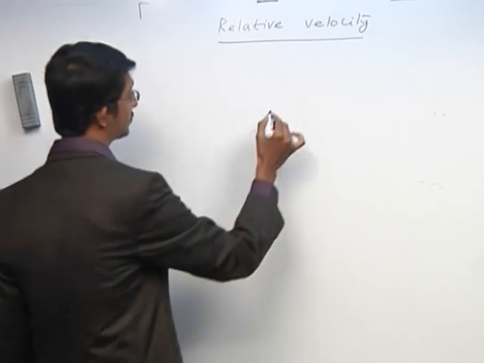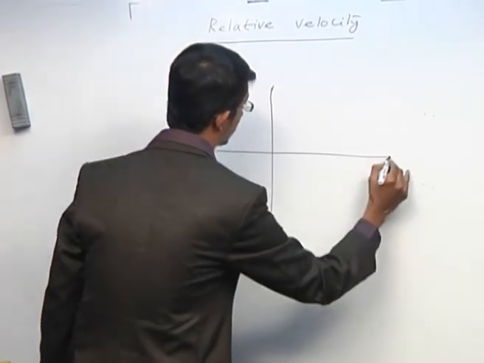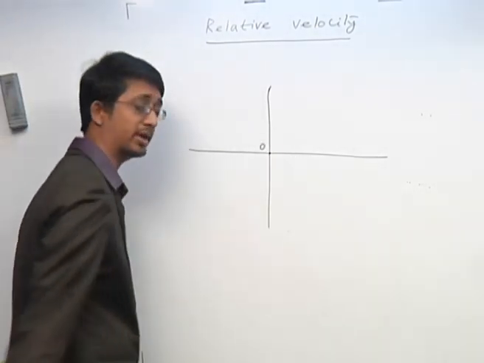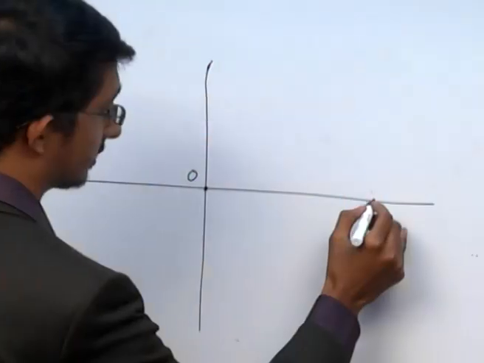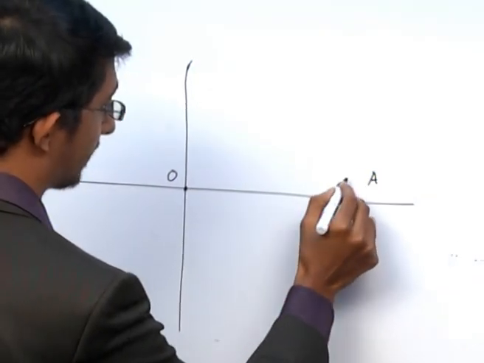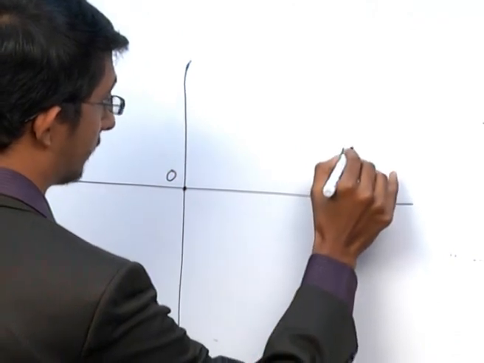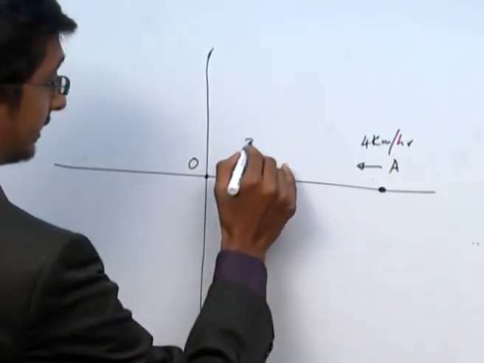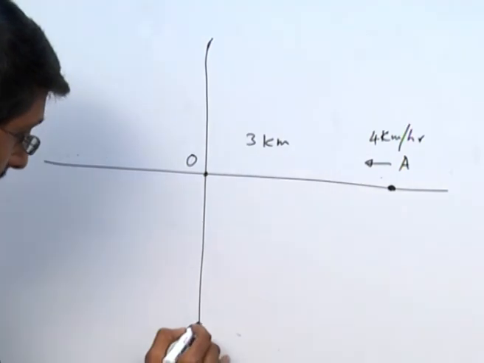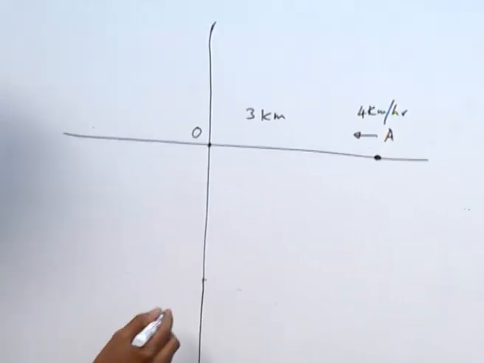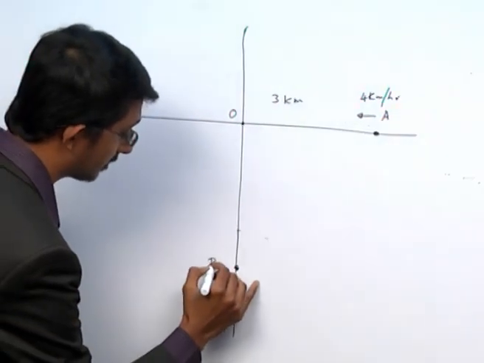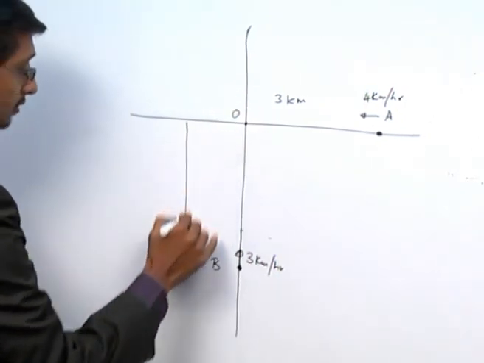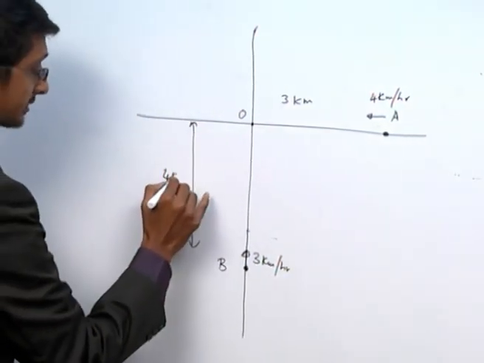is the case where there are two perpendicular roads which are intersecting at that point, and here there is a person A who is moving with a velocity of 4 km/h, and his distance from O is 3 kilometers. And on this road, there is another person B who is moving with 3 km/h, and his distance from O is 4 kilometers.